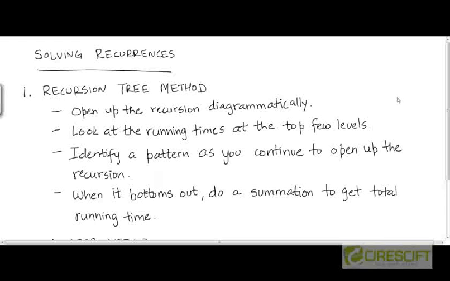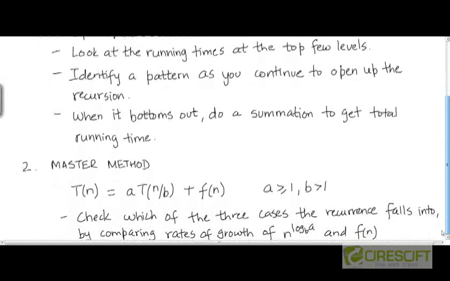So as you look at the level sums down the tree, you see a pattern from the first few sums, and that pattern continues down the tree. And when the recursion bottoms out, we do a summation of all those level sums to get the total running time, T of n. This was the recursion tree method.